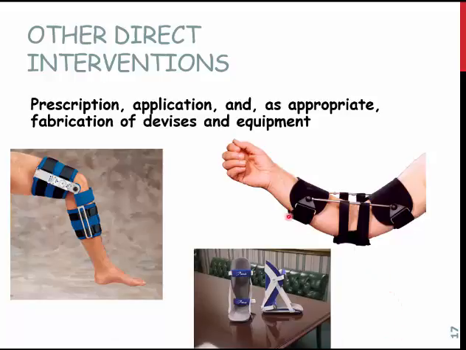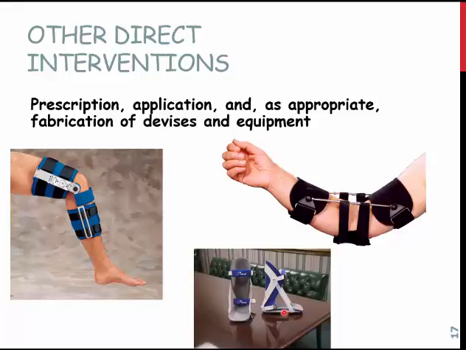The brace you see in the right-hand picture here is used to slowly straighten the elbow. So, for example, after healing of a severe elbow fracture, a contracture may limit the person's ability to straighten their arm fully, or as what we call it, fully extend the elbow. This brace provides a slow, prolonged stretch to enhance elbow extension over time.